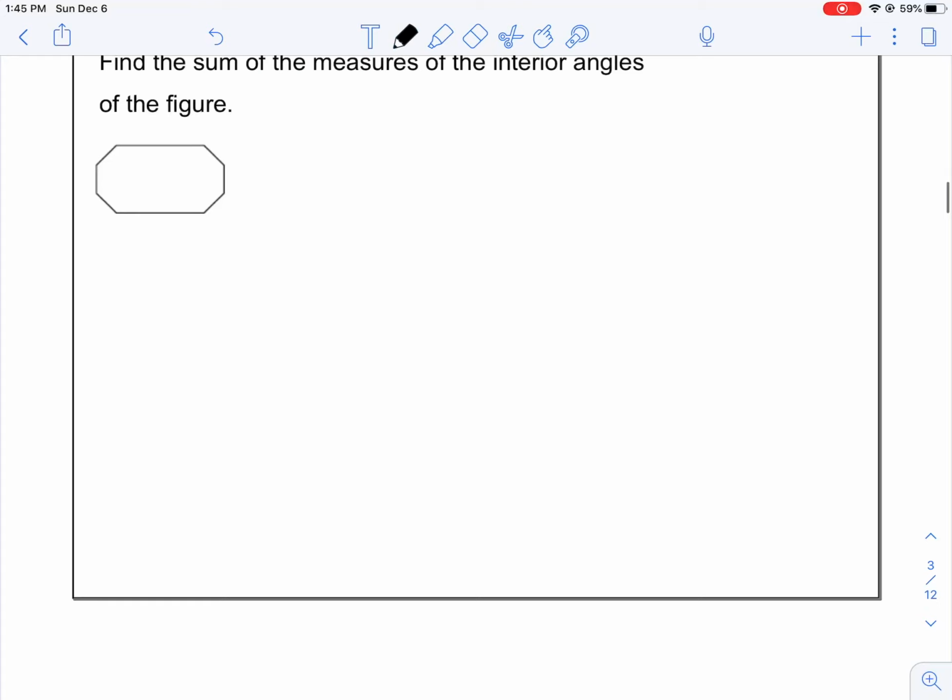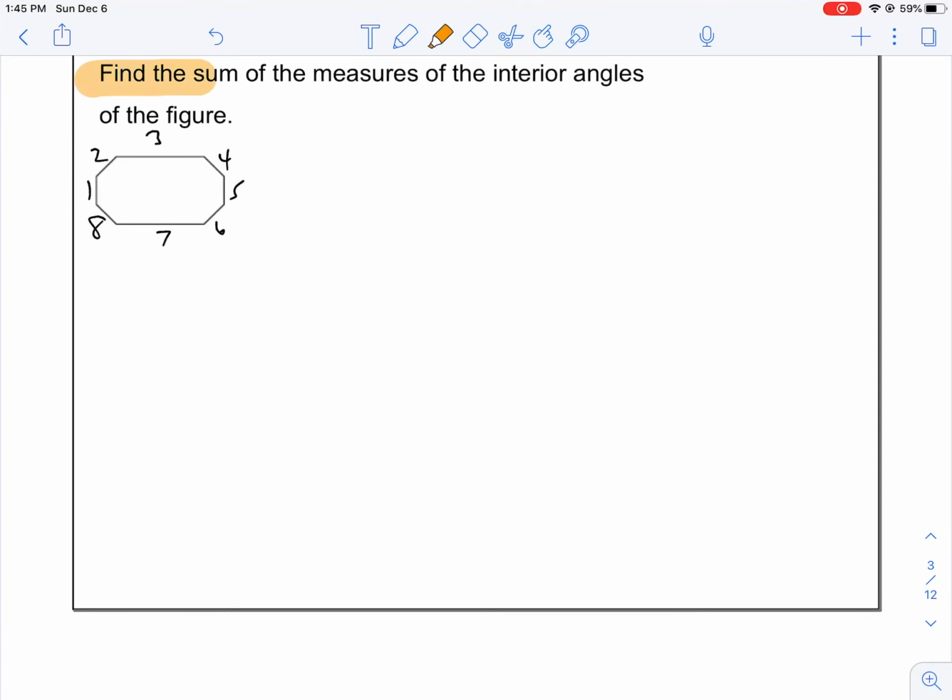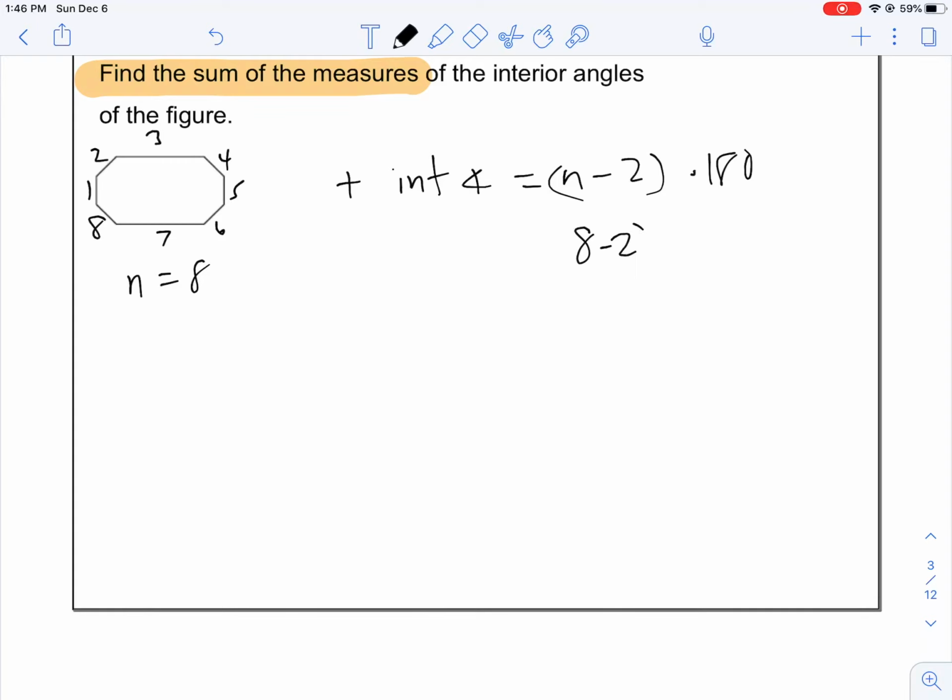So let's look at another one. How many sides? 1, 2, 3, 4, 5, 6, 7, 8. So this is an octagon. It says find the sum. Well, anytime I see that, I think to myself, sum of the interior angles equals n minus 2 times 180. So here our n is 8. So our answer is just 8 minus 2 times 180. And there we go. The sum of the interior angles is 1,080.